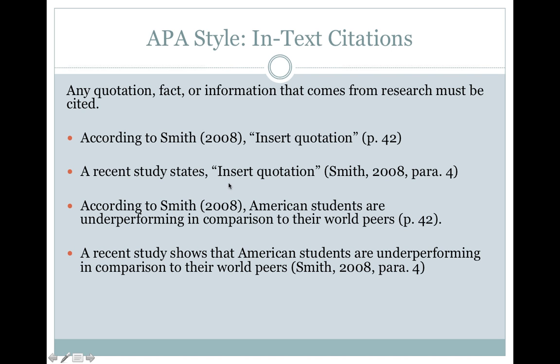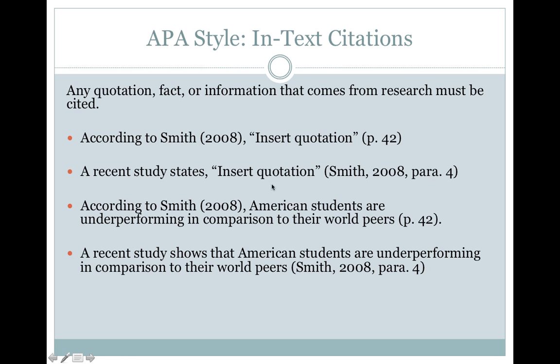And notice the same rule applies even if you're not quoting something. Anytime you cite something or paraphrase something, even if it's completely in your words, if it's coming from outside information, it needs to be cited. So in this example, this phrase here, American students are underperforming in comparison to their world peers. I made that up, by the way, but I'm pretending that that's a paraphrasing of something that I actually researched. Okay, it's my words entirely, but I would never have come up with that piece of information unless I found it in research. I still need to cite it.